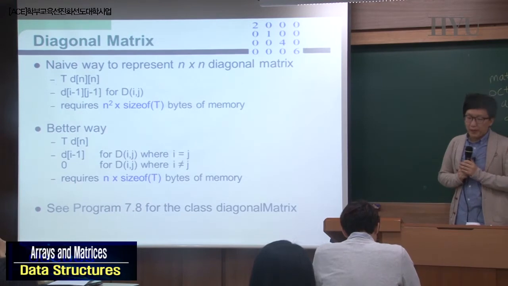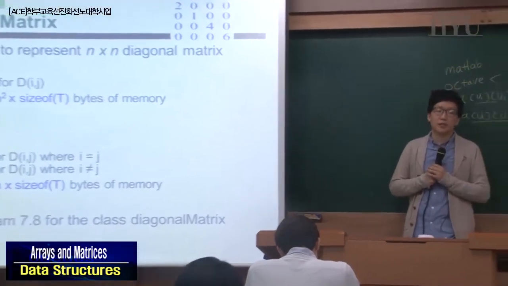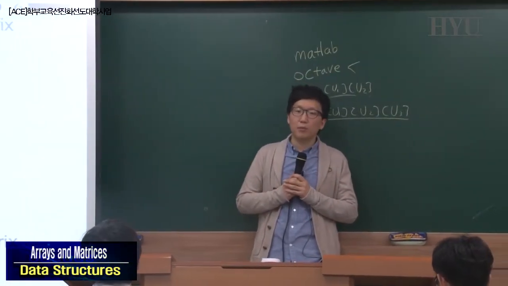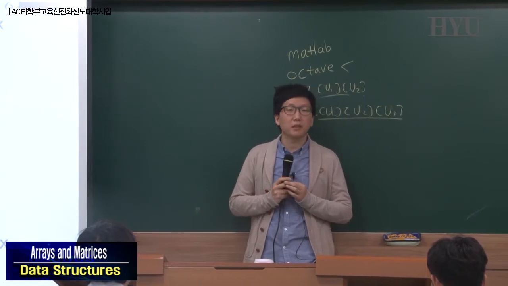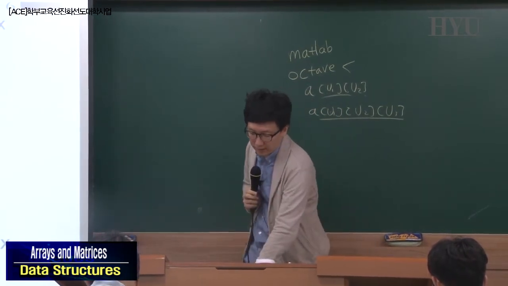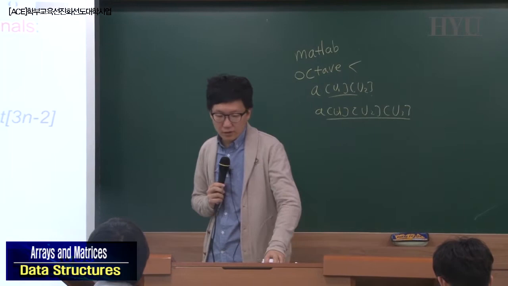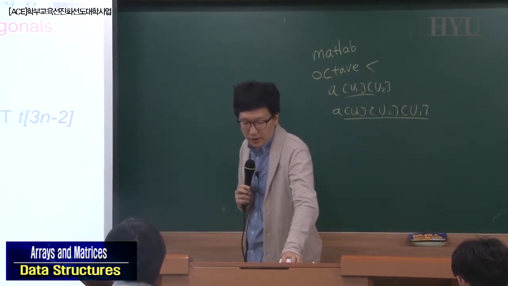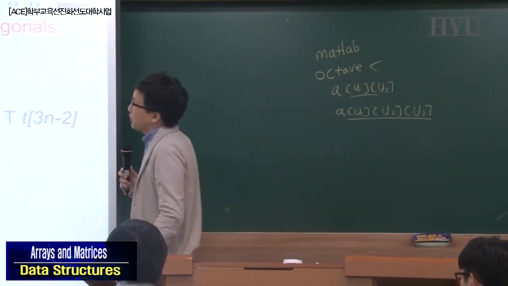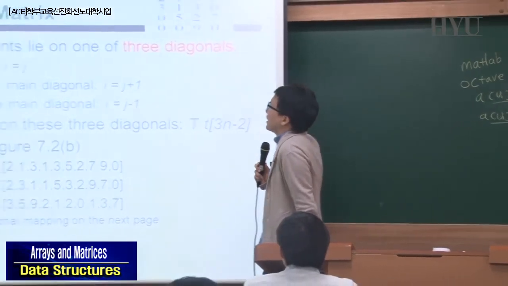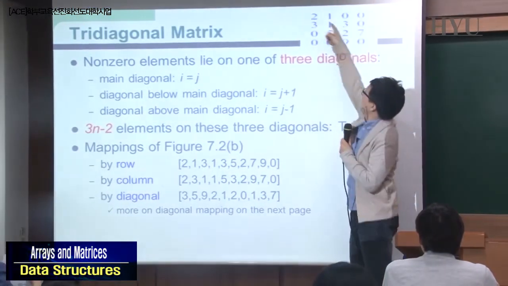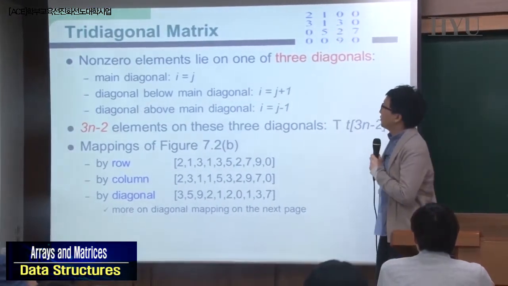C program, diagonal matrix class. Much simpler than the typical matrix. Tridiagonal: non-zero elements lie on the 3 diagonals. 1, 2, 3.